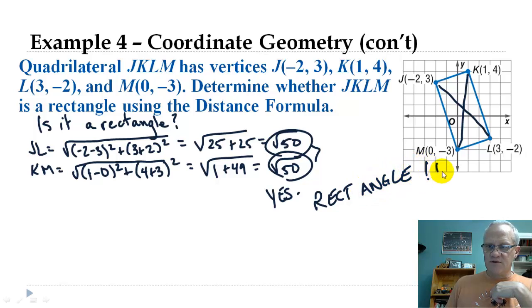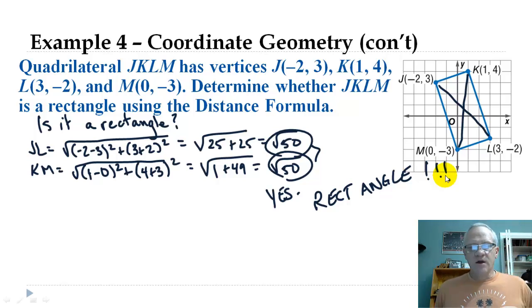And I'm even going to give 3 exclamation points because that was very challenging. All right, anyway, that's it. You can kind of see there are other ways that you could approach this as well, using maybe the slope formula, but I wanted to show you distance today.